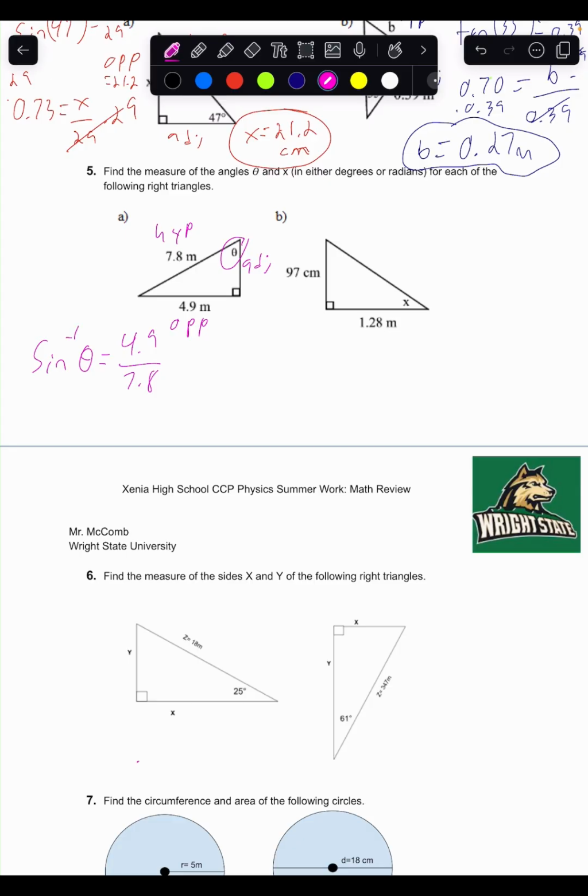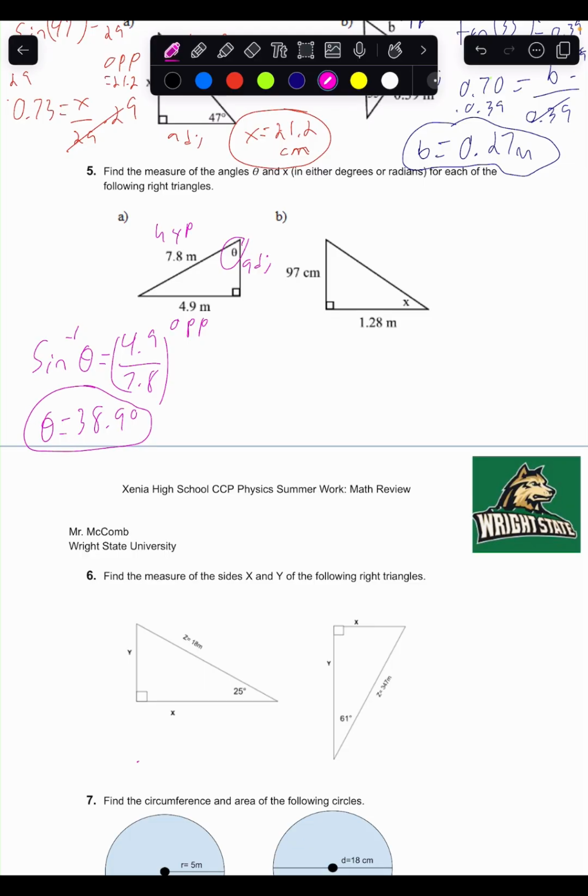And because this is getting an angle from a ratio, I'm looking for an angle here, it's going to be the negative first. So I'm going to go sine to the negative first on my calculator, 4.9 divided by 7.8, all tucked into parentheses, and I get 38.9 degrees. You can call that 39 degrees if you want. I'm not going to worry too much about it.